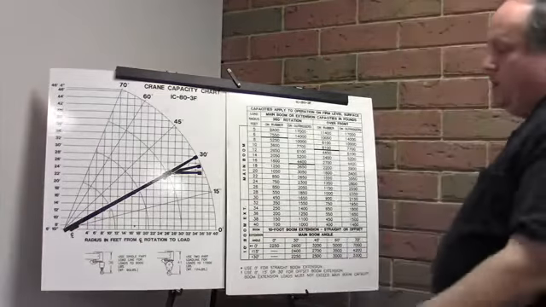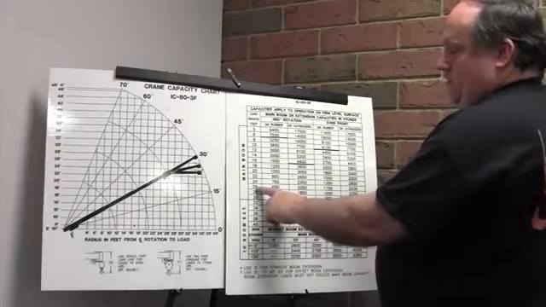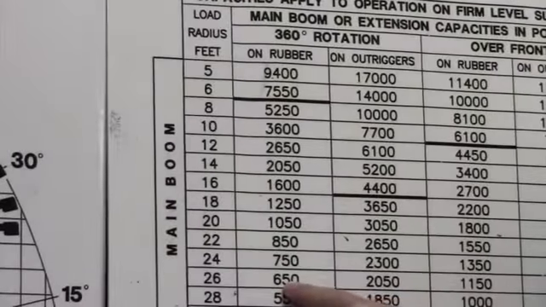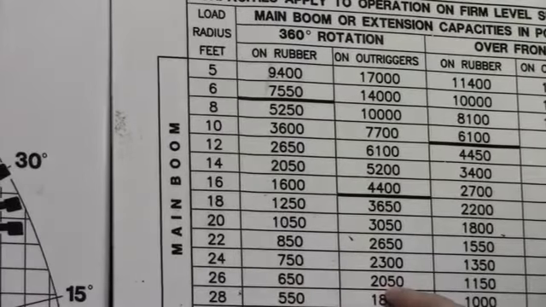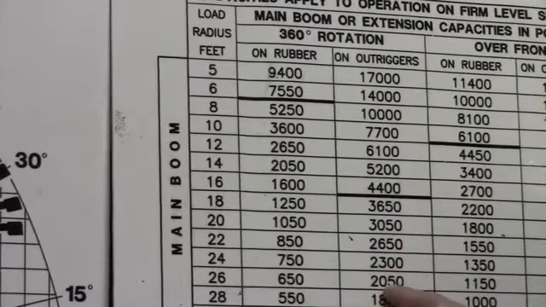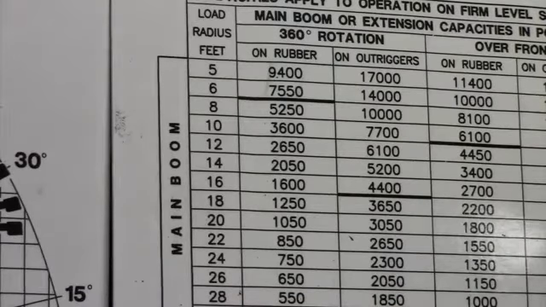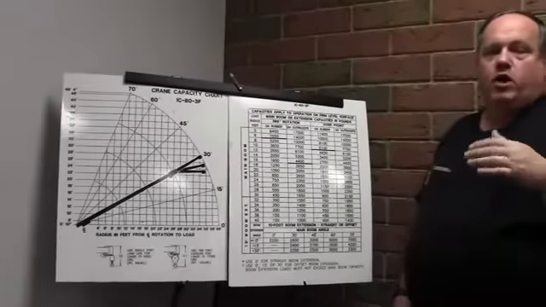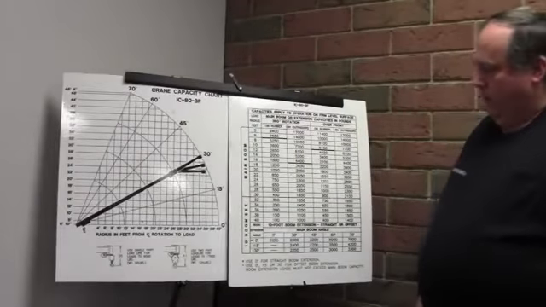And so if we come to our chart here and we go to 26 feet, if the crane is on rubber, my capacity is 650 pounds. If you come to the next chart, which is on outriggers at 26 feet, my capacity is 2,050 pounds. Now you can see that this being a 17,000 pound maximum capacity crane, as you move away from the center line, your capacity drops very, very quickly.